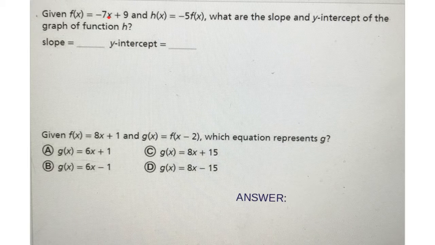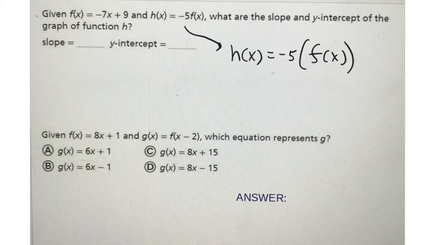Okay, given f of x equals blah and h of x equals blah, what are the slope and y-intercept of the graph of function h? Well, h is apparently negative 5 times f of x, right? Let me say it again. Let me write it over here. H of x equals negative 5 times whatever f of x is, right?